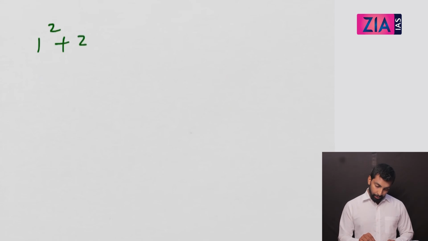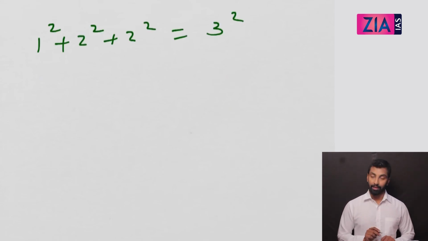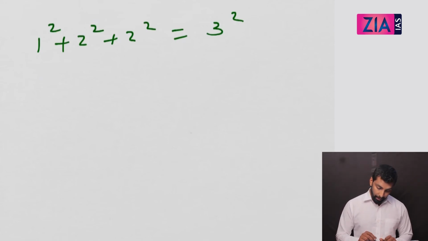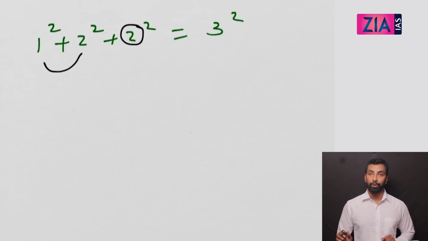1 square plus 2 square plus 2 square is equal to 3 square. This is a pattern. Okay. So 1 square plus 2 square plus 2 square. See, this 2 is actually 1 into 2. Okay. So the answer is 3 square.